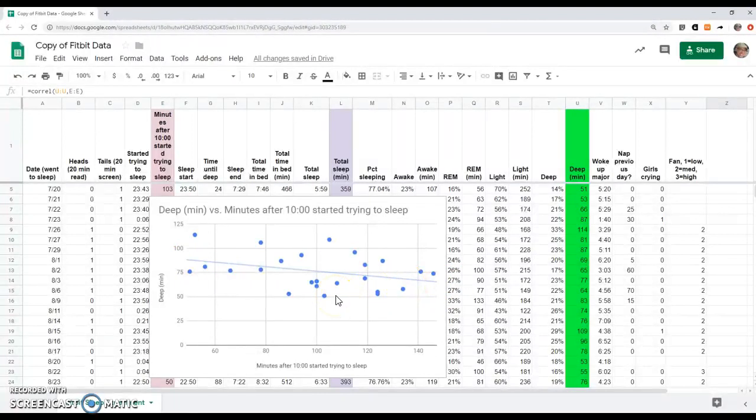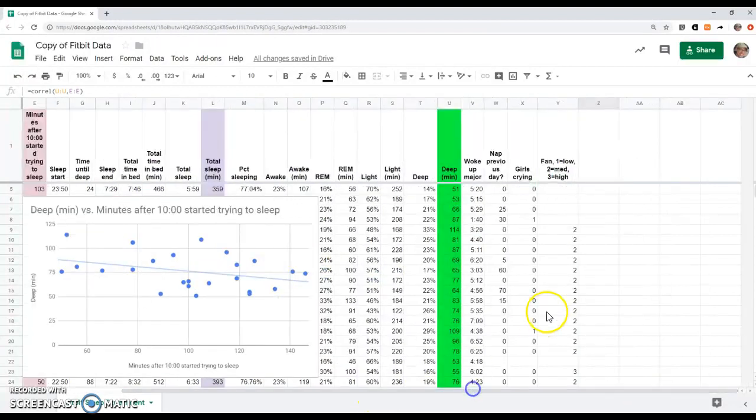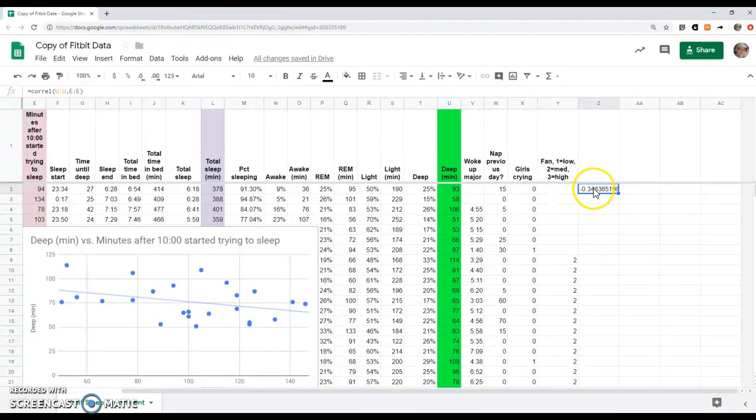Now, the next question, which I hope you should be asking, is, well, how accurate is that relationship, or how strong is that relationship? And that's what the 0.34 part says. So the negative tells us a very important piece of information, that the later I go to bed, the less deep sleep I get. The 0.34 gives a sense, it's starting to quantify how strong is that relationship.